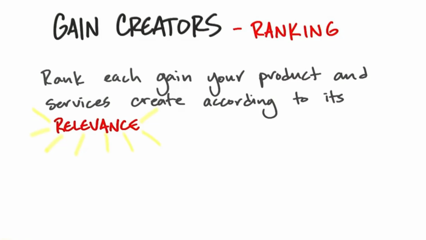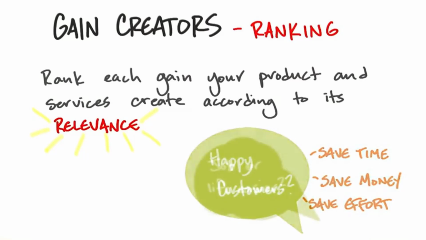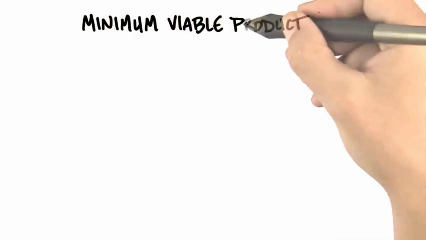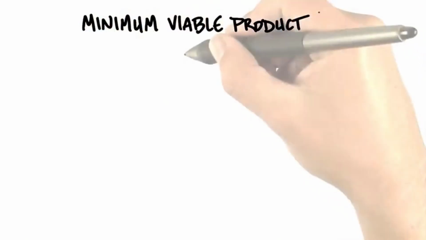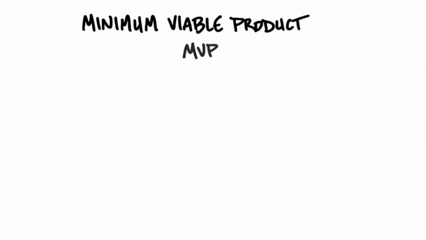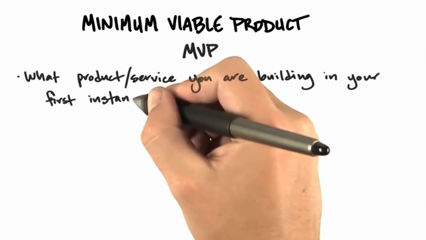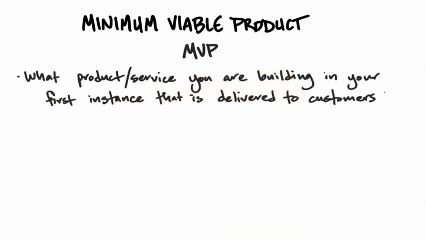But you know what? At the end of the day, your business isn't about your opinion. What you need to do is now hear this from customers who say, here's why it's relevant. And much like pains, you want to understand, is this a substantial or insignificant gain creator? And again, understand the frequency that it occurs. Now, why you're doing all this is to define the minimum viable product, or sometimes called the MVP for short. The MVP basically is what product or service you're building in your first instance that's delivered to customers.